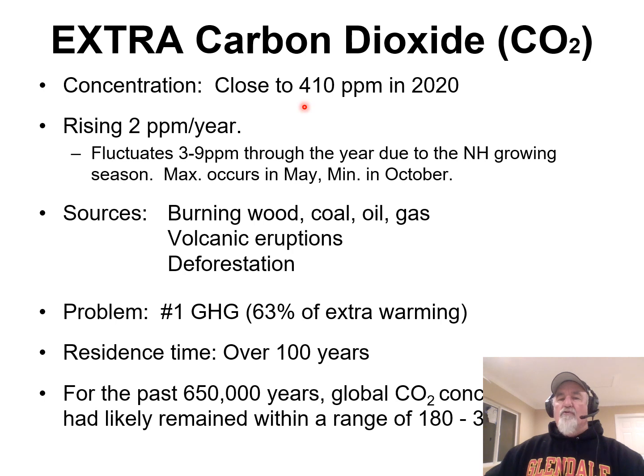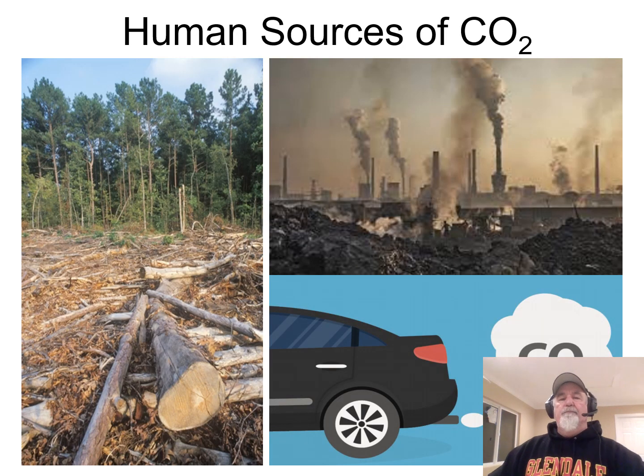Again, our current concentration is 410 parts per million, but we can look back in time and see that for the last 650,000 years, probably 800,000 years, possibly even the last 3 million years, carbon dioxide concentrations in the atmosphere never got below 180 parts per million and never went above 300 parts per million. Let's explore that here in just a second.